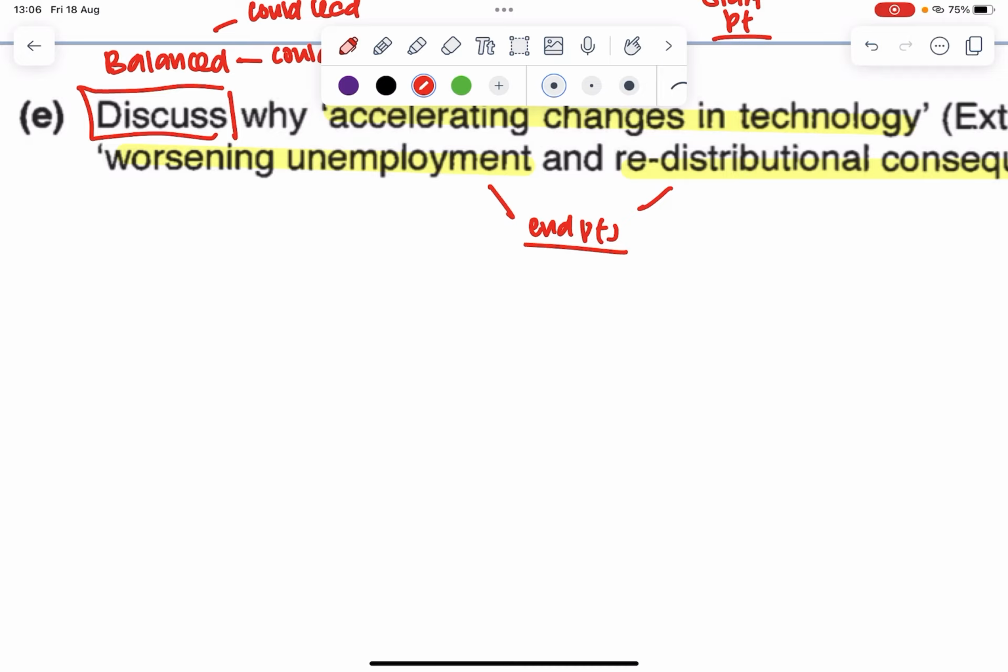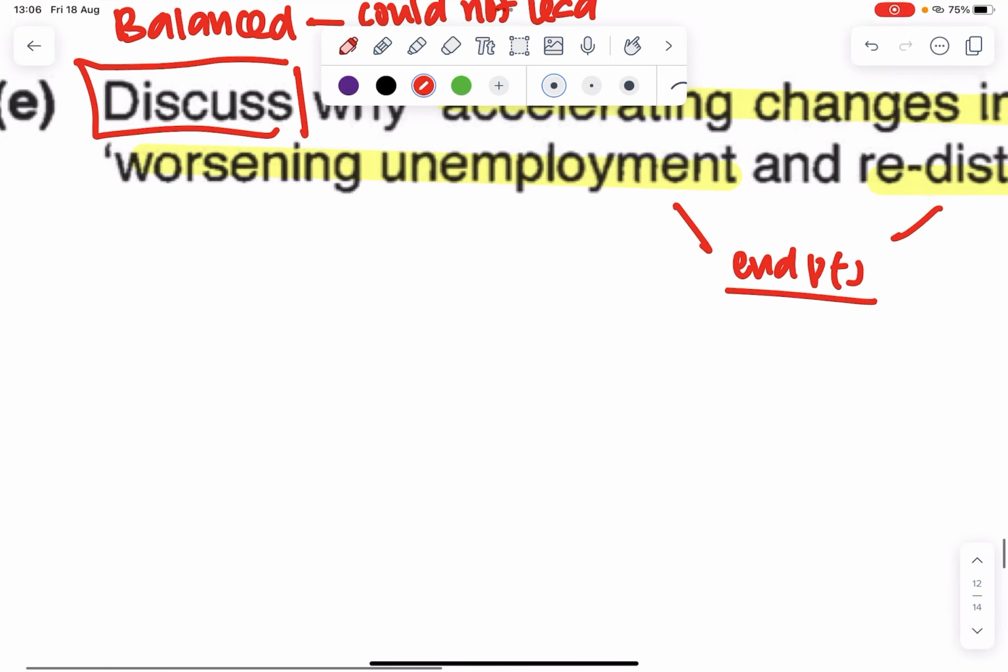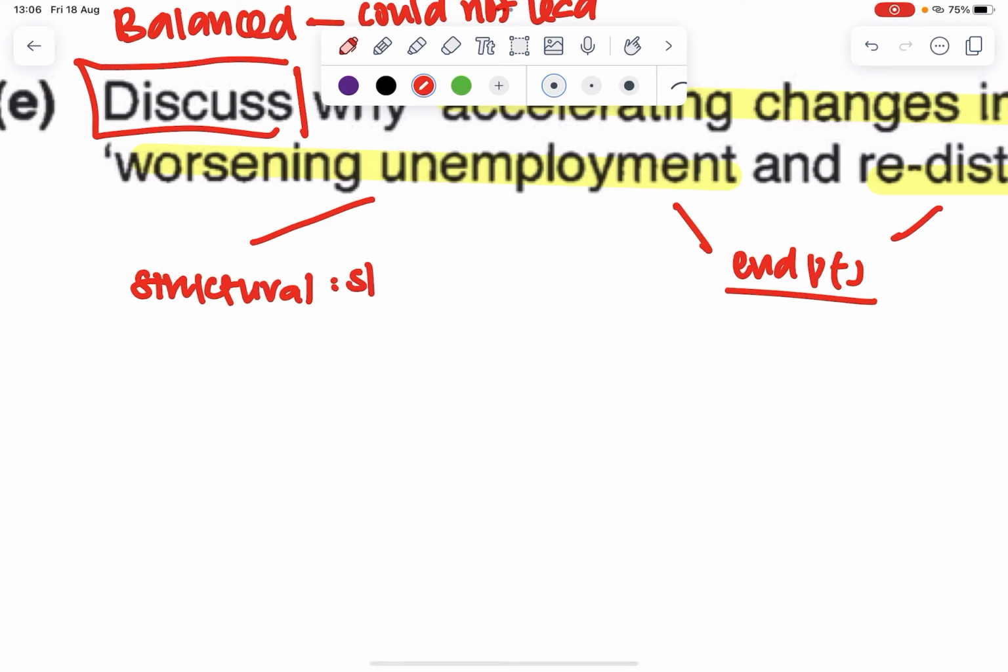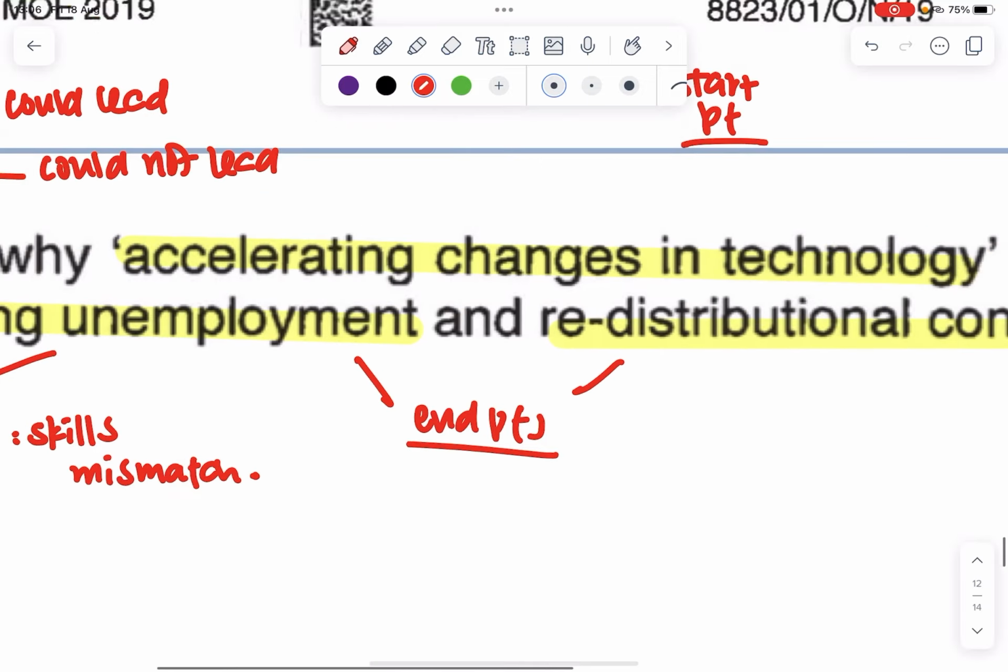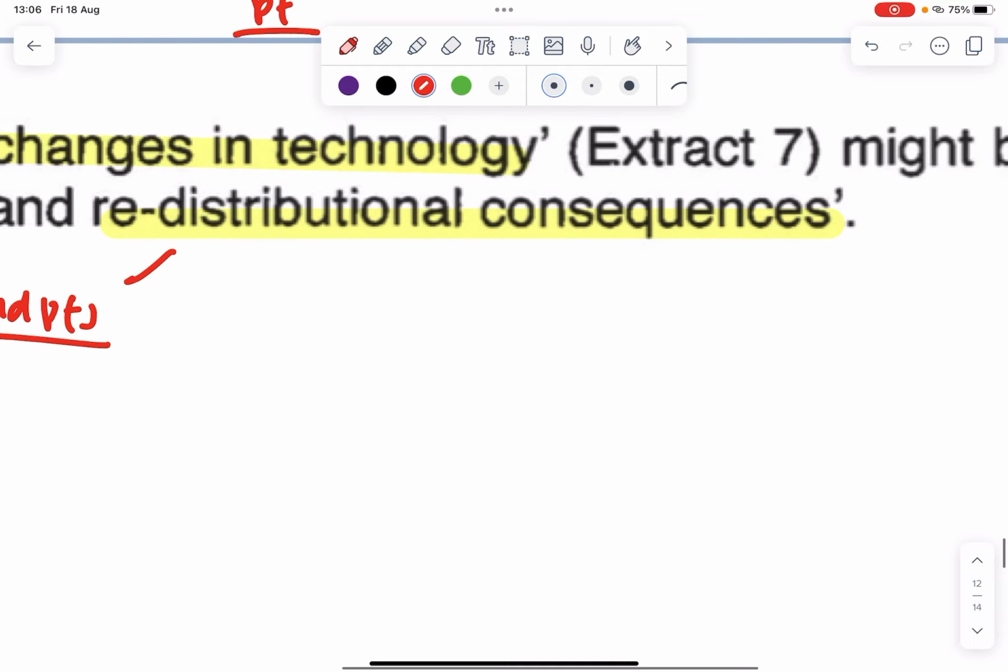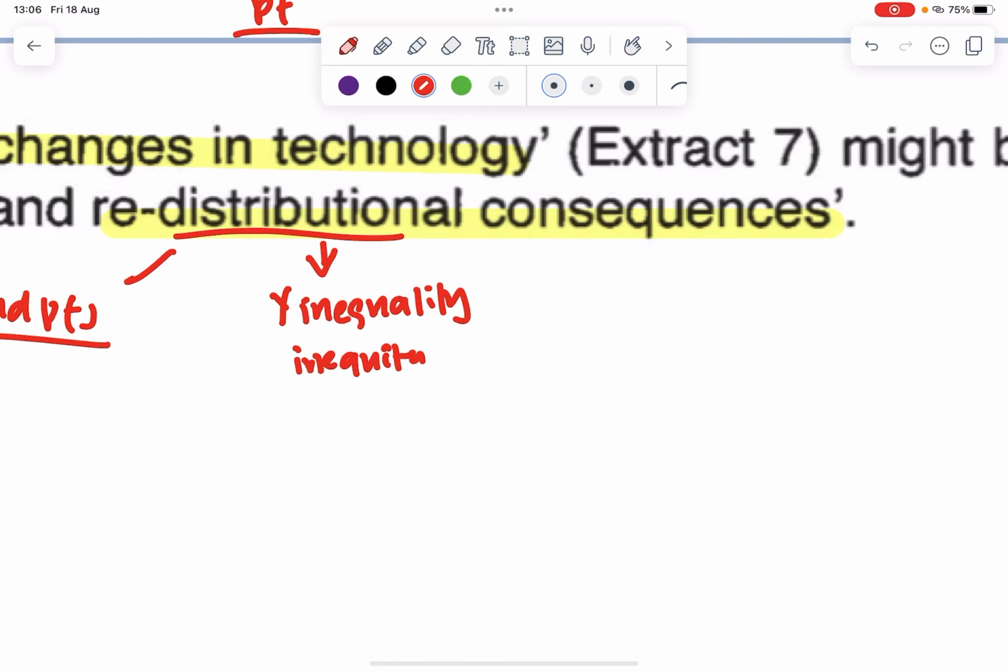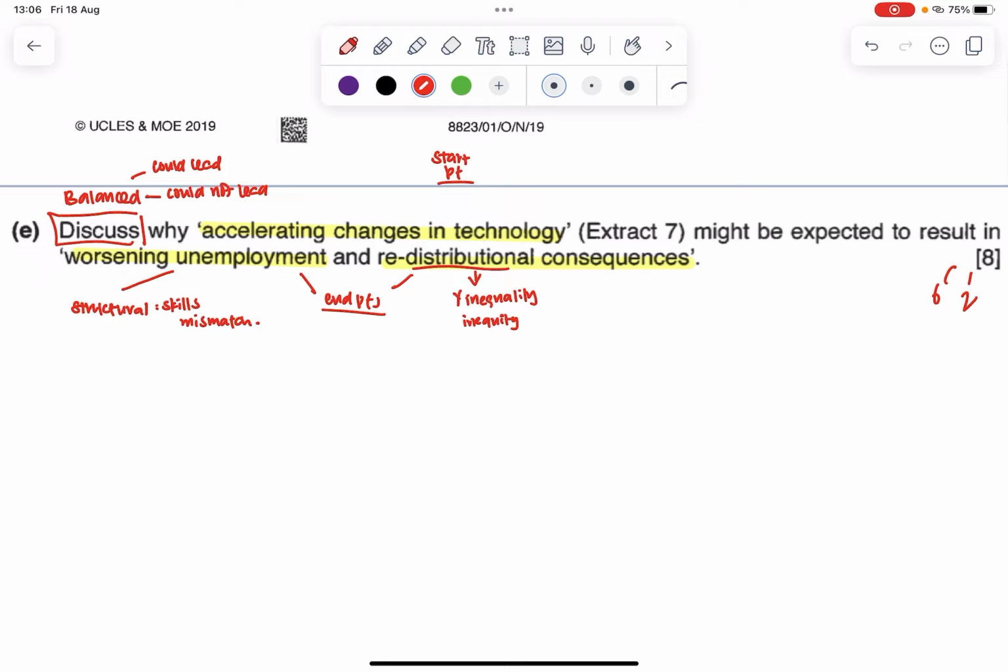When I see accelerating changes in tech and worsening unemployment, the first type of unemployment I must think of is structural unemployment. More specifically, because of the skills mismatch, there will likely be more structural unemployment. For redistributional consequences, I would think of income inequality. But when I see distribution itself, the one thing I think of most is inequity. So I know I'll probably have to engage this area of content in my analysis later.